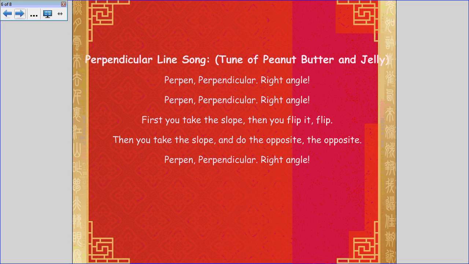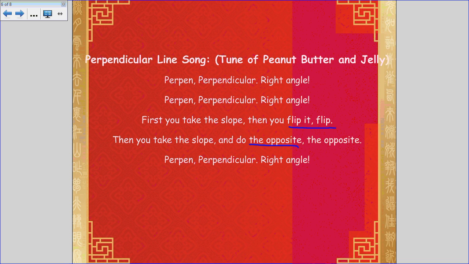Perpendicular, right angle. Perpendicular, right angle. First you take the slope and then you flip it. Flip it. Then you take the slope and do the opposite, the opposite.